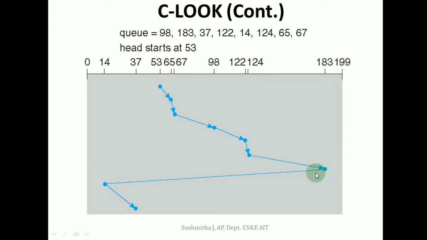So the variation of C-look is that while returning, it is not satisfying any request. But in the case of look, it could have satisfied 37 and then gone to 14. In the case of C-look, it is going to go back and start, and it is not going back till 0. It is only going back till the final request, that is 14 and then 37.